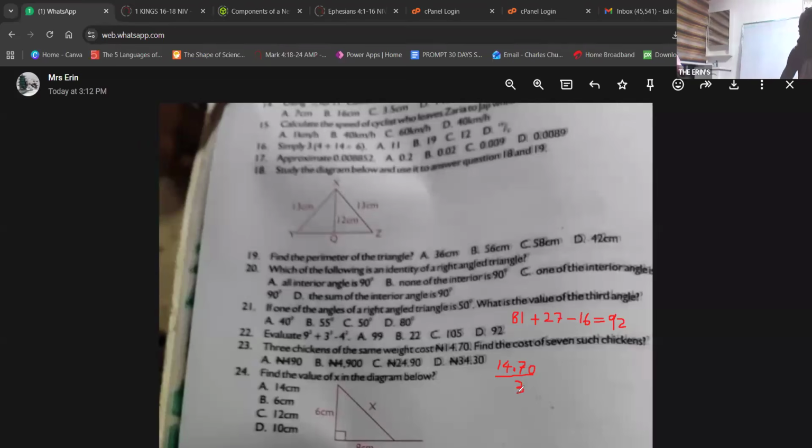Okay, so let's do that. So who is ready? 14.7 divided by 3. So our answer is 2.10. Where did you get 2.10? And why are you even saying 2.10 in the first place? 7 divided by 14 is 2.